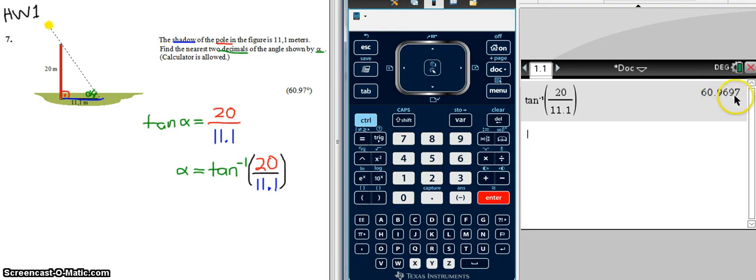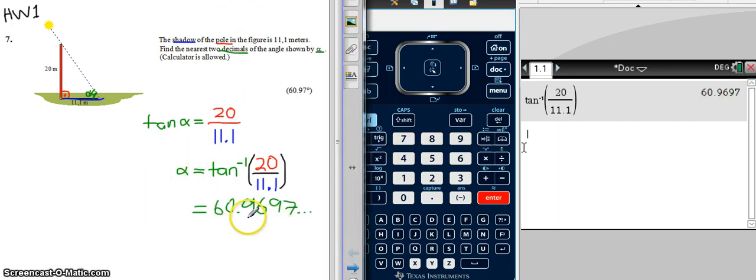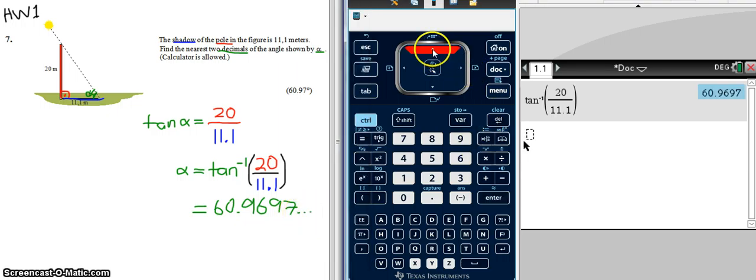60.9697. Now that's to 4 decimal places, or we could say 6 significant figures. So let's write that in. And you've noticed when I've written my answer, I've written the decimals here continue. I've written 3 dots here. And we can see this just very quickly. If I just press the up arrow to get to my answer, press enter, and we'll see what this value really is. You can see that the decimals actually keep on going here.